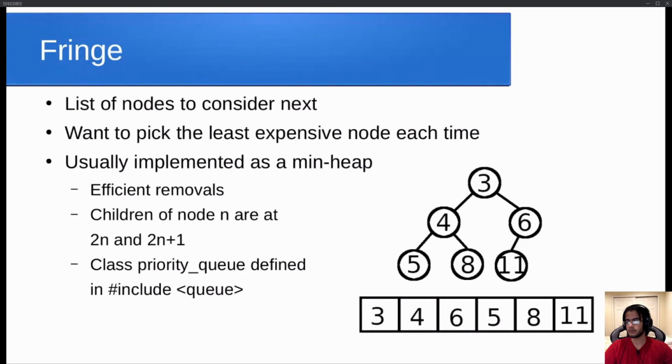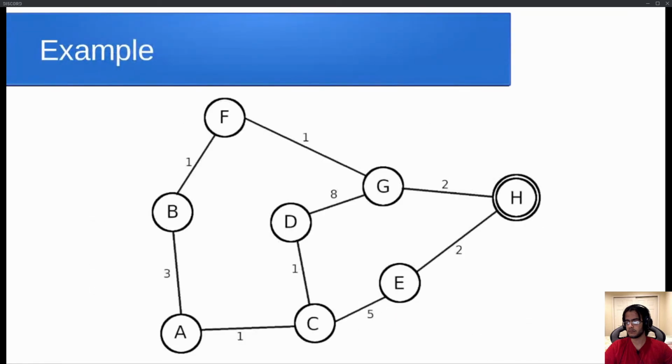I'm not going to get too much into this. I know a lot of you are using C++, and you can get a heap implementation with the priority queue class defined in the header queue for C++. I think it's been there since C++98, so whatever version you're using, you should be able to get a decent implementation of the fringe. And we're just going to run through an example to get a better feel of this.